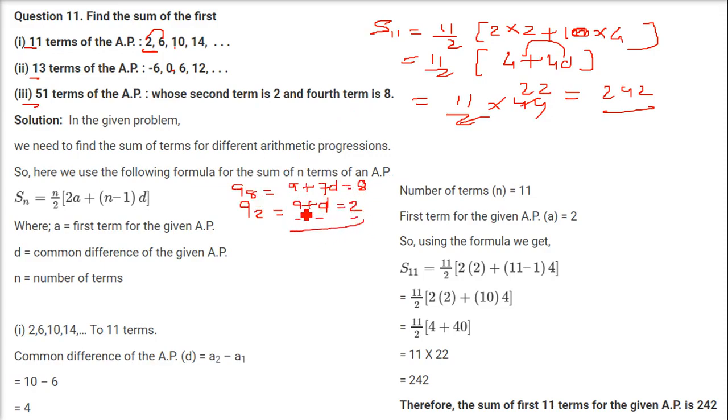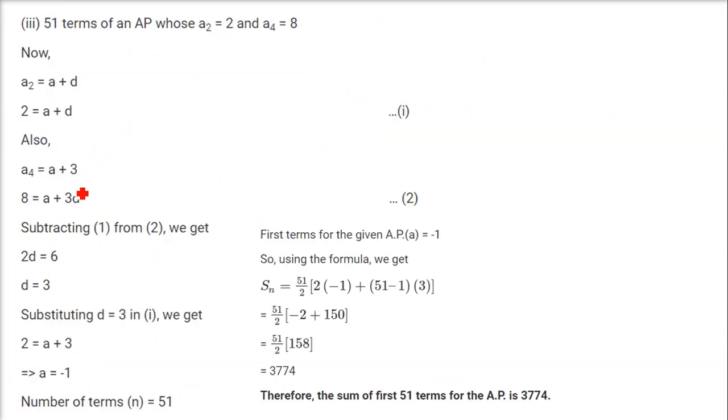So let us solve this. Minus, minus, minus. This goes. 7D minus D is subtract. I am subtracting it. 6D. And 8 minus 2 is 6. So D is going to be 1. So D is known. Let us put it here. That is a plus D equal to 2. So a plus D, which is 1, equal to 2. So a is going to be 1. 2 minus 1 is 1. A is 1 and D is 1. We have to sum up to 51 terms. So if you see, A is 1 and did I do something differently? Let me do it again.